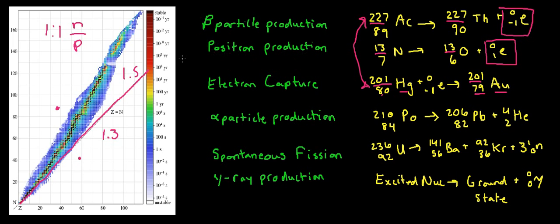So this about sums it up for the more common types of radioactive decay where the mass number remains the same. So now we'll have a look at situations where the mass number changes. And the first one is alpha particle production. An alpha particle is a helium atom.